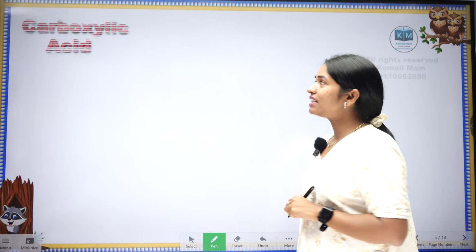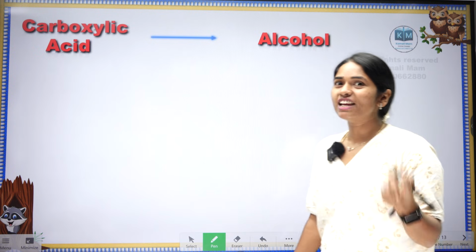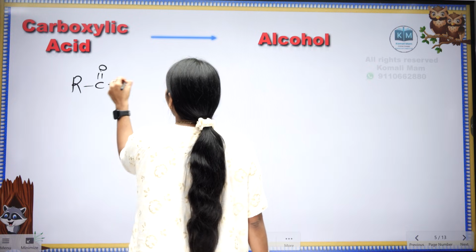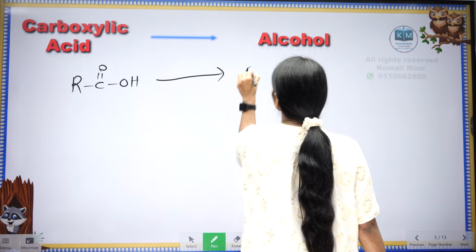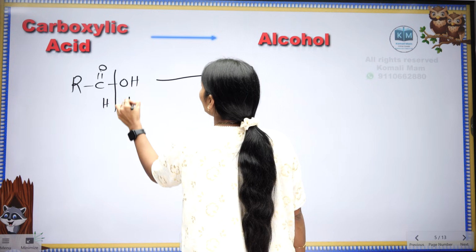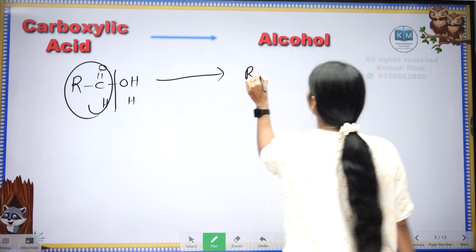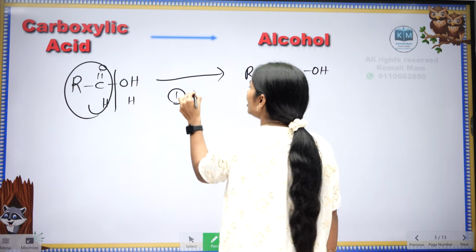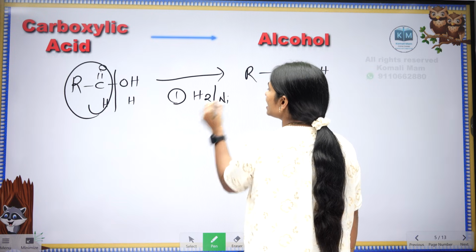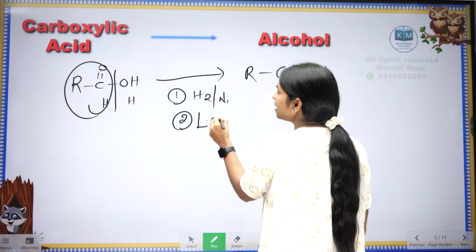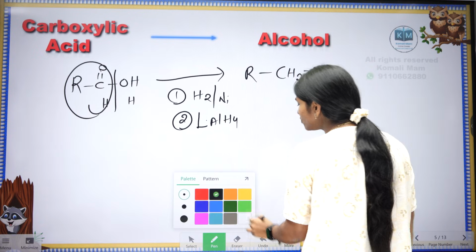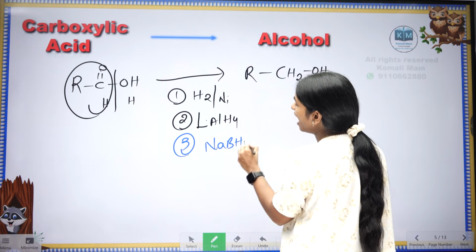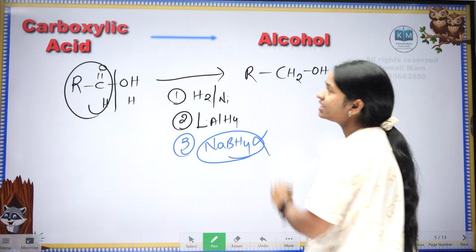Next, try question number 3. Carboxylic acids to alcohols. How can you convert carboxylic acids? Out of the 3, I told you 1 you cannot use. What is that? First it will break, aldehyde you will get, and again the aldehyde converts into alcohol. So this reaction can be performed by hydrogen over nickel. Second, lithium aluminium hydride can perform it. But one is a weak reducing agent which cannot perform it. What is that? Sodium borohydride is weak and cannot do this reaction.